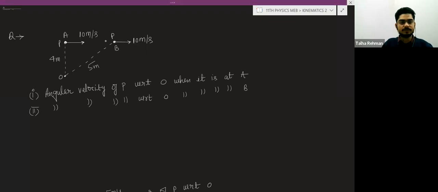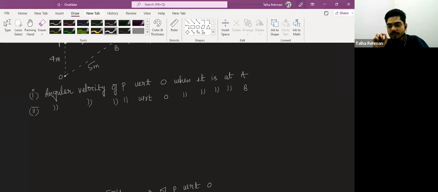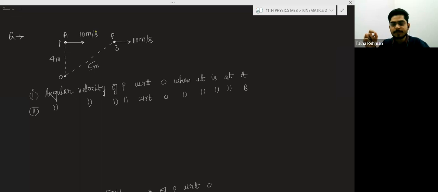Now, don't think that angular velocity is only the property of circular motion. Not only in circular motion do we have the angular velocity. Here also you will see that we will calculate the angular velocity. They are asking in the first case, the angular velocity of particle P with respect to O, when it is at A.